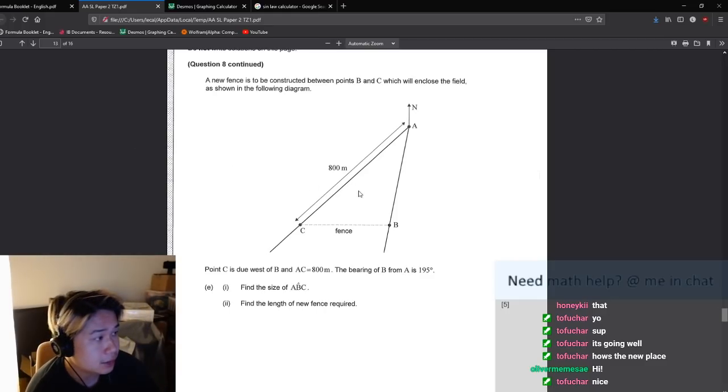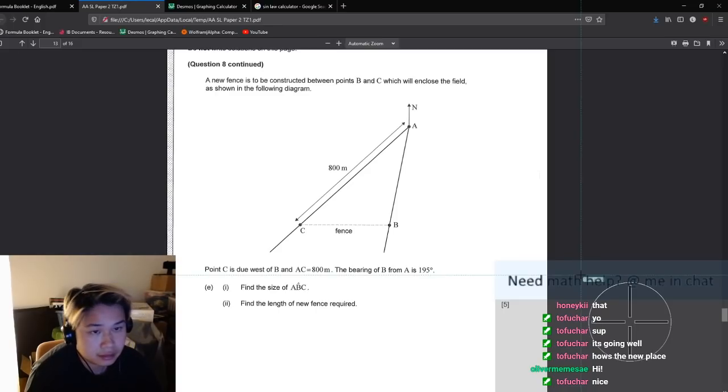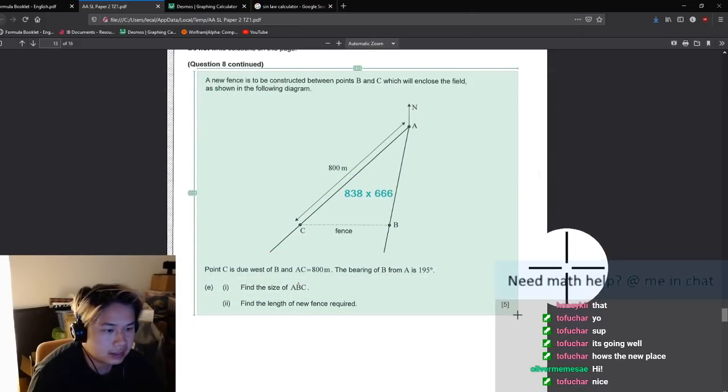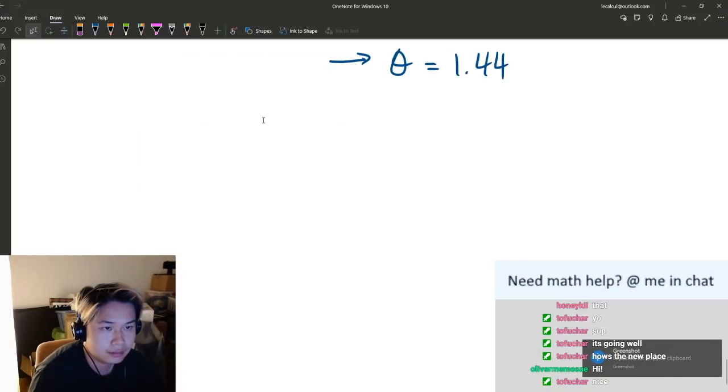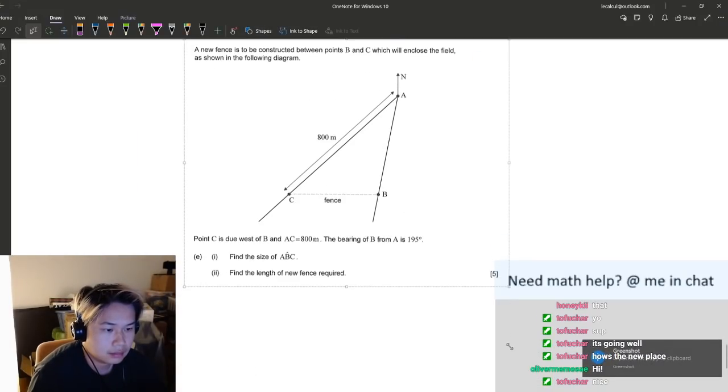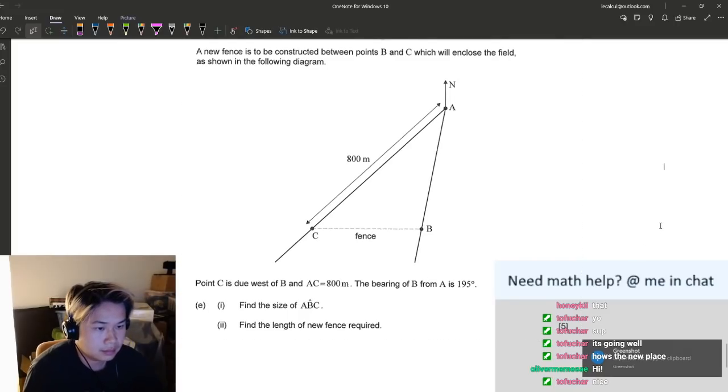So what is this? We make a new fence right here. The poor horse cannot have as much area as before. Actually, maybe he does. Who knows? Point C is due west, so this is horizontal from the orientation of our paper. And then AC is 800. The bearing from B to A is 195. Okay. This has nothing to do with the last question. Alrighty, so the bearing from B to A is 195.